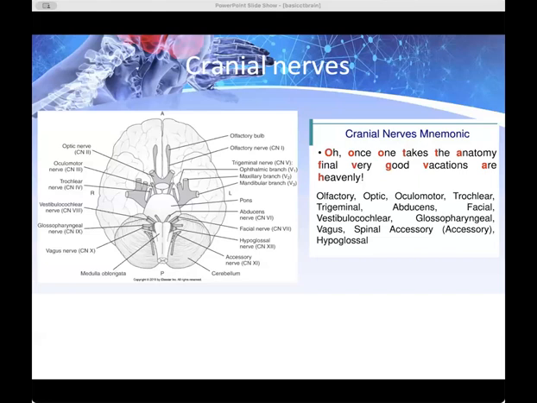Creating mnemonics to learn anatomy is a best practice. The mnemonic for cranial nerves is, oh, once one takes the anatomy final, very good vacations are heavenly. This is the end of our presentation.